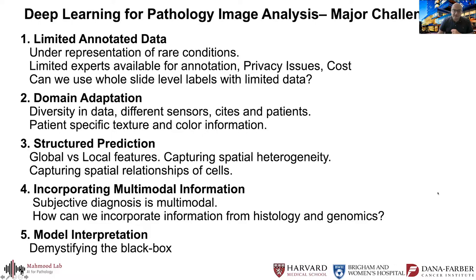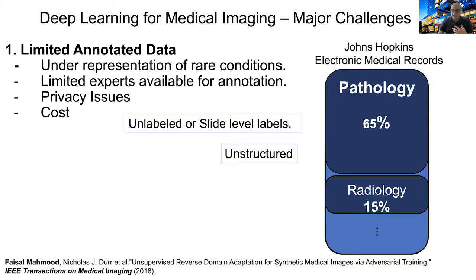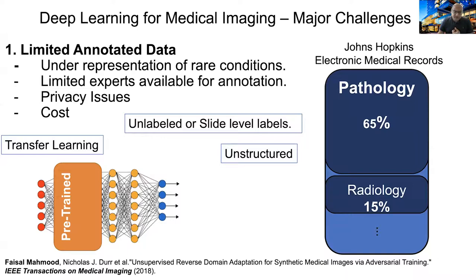So, limited annotated data. Just for some reference, there is a lot more pathology data than radiology data collected at modern hospitals in the US as we're moving towards digitizing everything, and then everything that comes in from cytology. There's a lot more data in pathology in comparison to some of the other departments. And there's a lot of work that has been done by the conventional machine learning community on how we can deal with limited available data in terms of transfer learning.